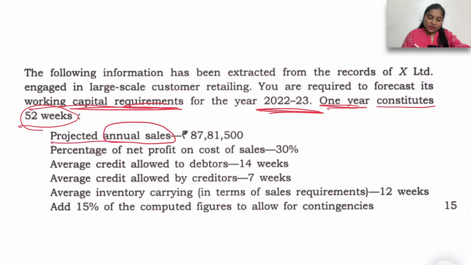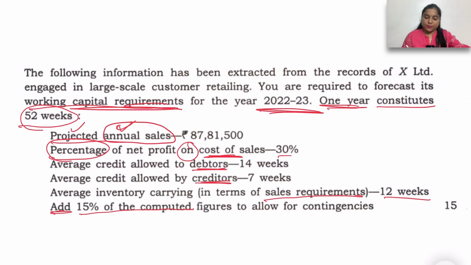Projected annual sale, that is estimated annual sales, is 87 lakh 81,500. Percentage of net profit on cost of sale is 30%. Average credit allowed to debtor is 14 weeks. Average credit allowed by creditor is 7 weeks. Average inventory carrying in terms of sales requirement is 12 weeks. Add 15% of the computed figures to allow for contingencies.